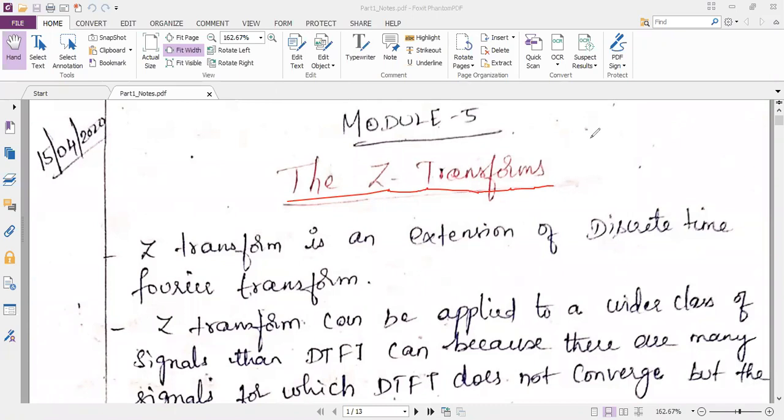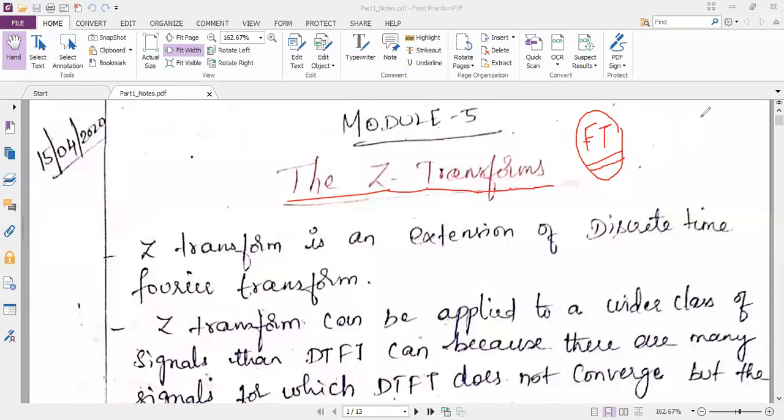In the earlier modules, we have seen Fourier transforms. For what purpose are we taking the transform? The signal in the time domain is converted into the frequency domain. Why do we convert the signal from the time domain into the frequency domain? Because the analysis of the signal is very easy in the frequency domain compared to the time domain. Because of that reason, we take the Fourier transform.